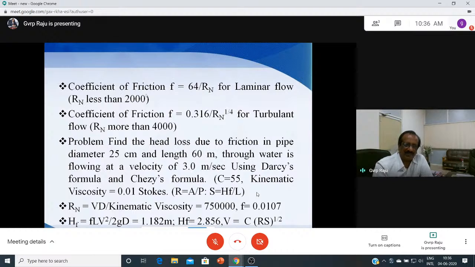You need to remember that when the flow is laminar, you take f is equal to 64 by Rn, where Rn is the Reynolds number. When the Reynolds number is less than 4000, you need to take f is equal to 0.316 by Rn to the power of 1 by 4. And when the Reynolds number is more than 4000, you need to take the coefficient of friction f is equal to 0.316 by Rn to the power of 1 by 4.